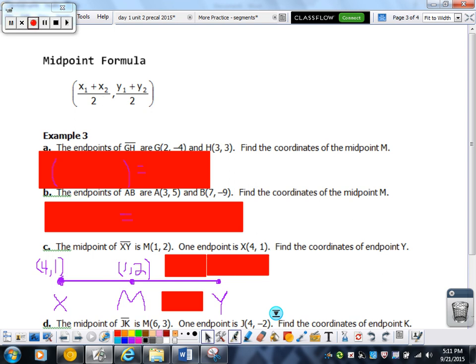First thing you always want to do is label your points. Remember, your x always comes first in an ordered pair, so I'll say that 2 is x1 and negative 4 is y1 because y always comes second in the ordered pair. 3 will be x2, and the second 3 will be y2.